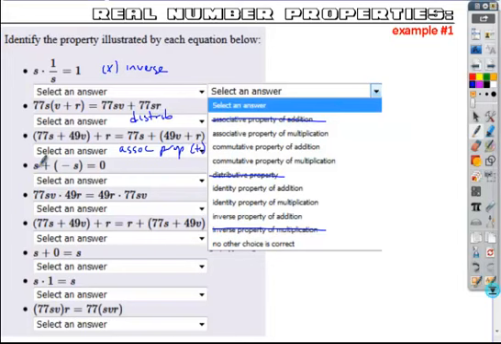Next we have a number plus its opposite. That's its additive inverse, and so that's going to be the additive inverse property, or the inverse property of addition.